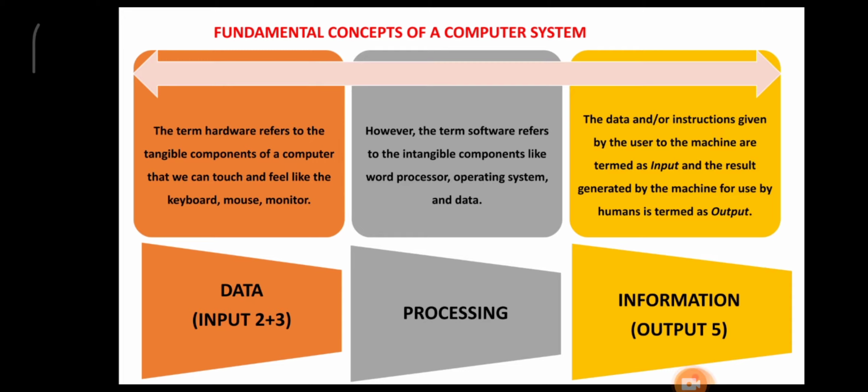Now the data and or instructions given by the user to the machine are termed as input, and the result generated by the machine for use by humans is termed as output. Below I have clearly given you a picture. You are inputting 2 and 3 with the help of the keyboard. You press 2 and you press the plus symbol and then you press 3.